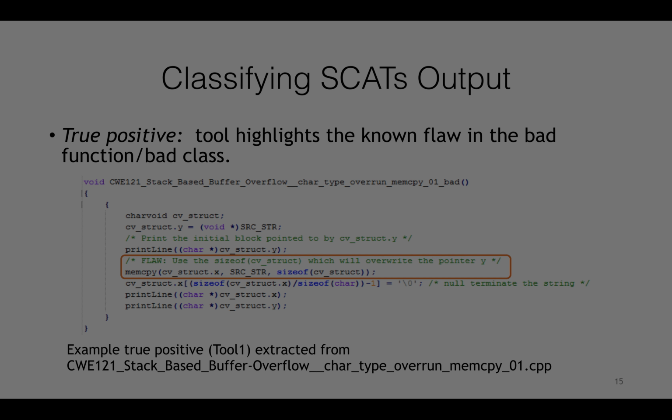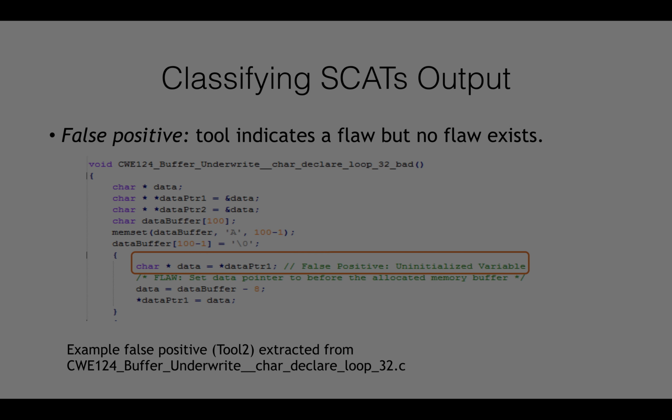as a true positive. While the warning can be considered a false positive if the static code analysis tool indicates a defect but no defect exists. For example, in this test case, tool 2 highlighted that there is an uninitialized variable defect in the source code, but no defect exists. So we can consider this warning a false positive.